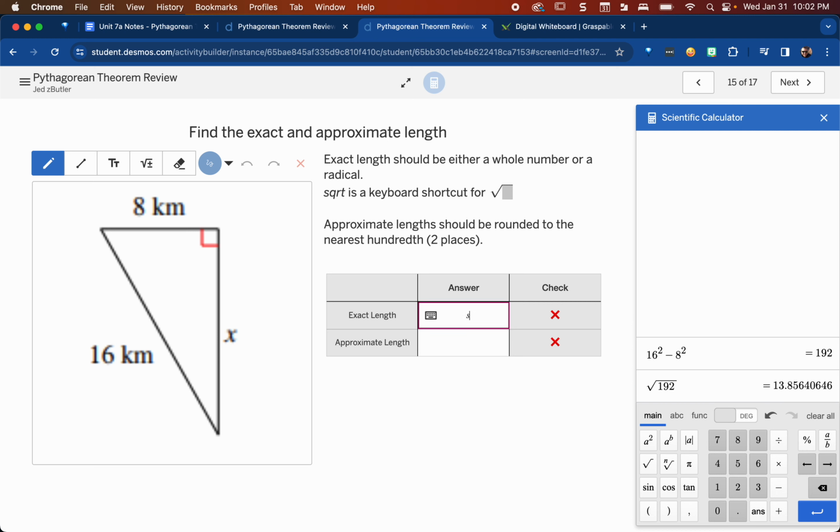So the exact length, I type in SQRT to bring up the square root button. 192. That is good. And that approximates to about 13.85 or 86. And this will give a correct answer. We'll take a look at why that's not working there, but it should be a 13. There we go. So even if you said 13.85 or 13.86, either one of those would have been correct.